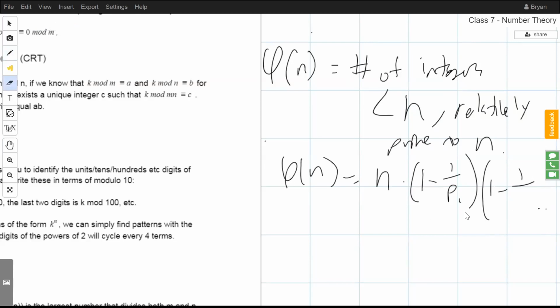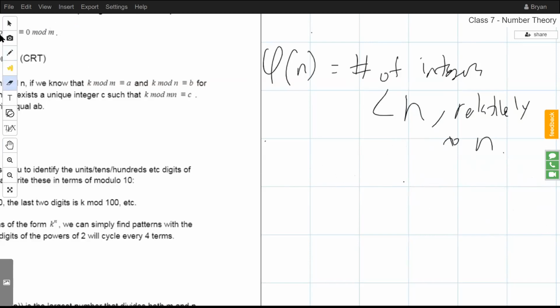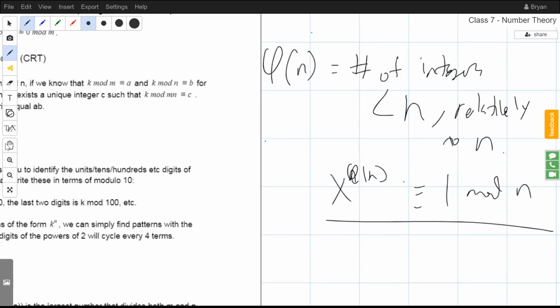So yeah, and basically the cool thing about this is that we know that for any integer x that's relatively prime to n, you have that x to the totient of n is congruent to 1. And that's just the cool thing that you know, but at this level, I don't think it's entirely necessary to know. So yeah, cool stuff.